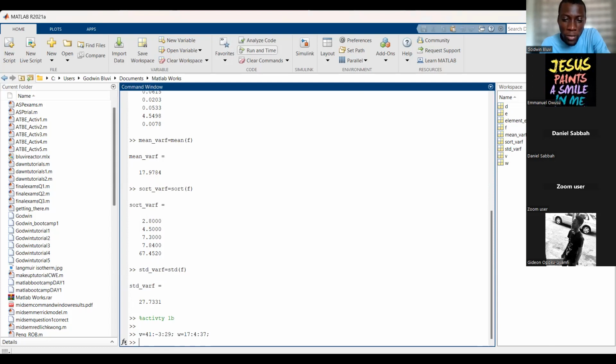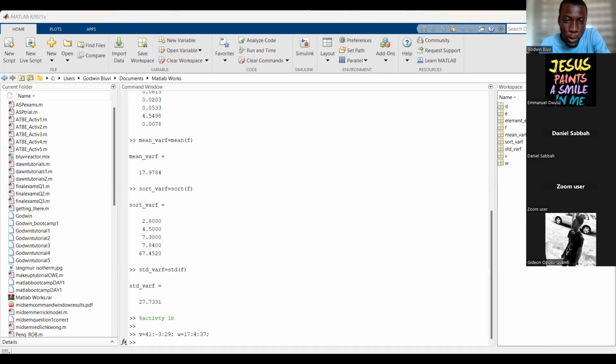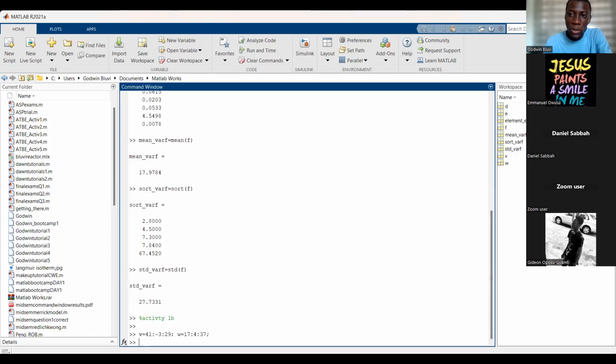So the first one was saying, create a row vector R that is made from the elements of W followed by the elements of V. So I want to create a row vector. When I want to create a row vector R, what will R be? Let's try this. Anybody online, kindly tell me what I will do.